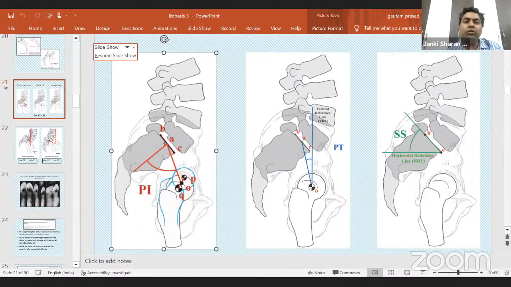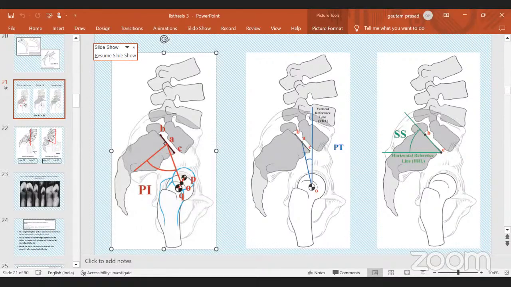This is a true lateral view, sir, right? Yes, in a true lateral view. Now, the angle which the line from the midpoint of the sacrum to the center of the femoral head makes with the vertical line is the pelvic tilt.